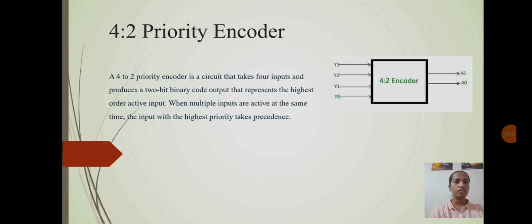Let us understand what a 4:2 priority encoder is. A 4:2 priority encoder is a circuit that takes 4 inputs and produces a 2-bit binary code output that represents the highest order active input. When multiple inputs are active at the same time, the input with the higher priority takes precedence.